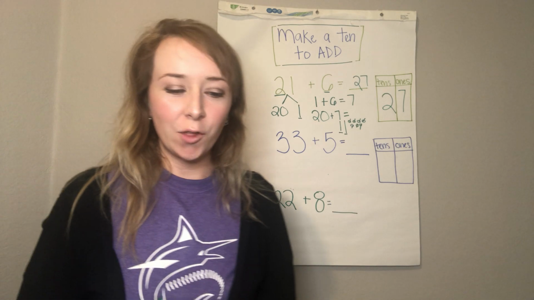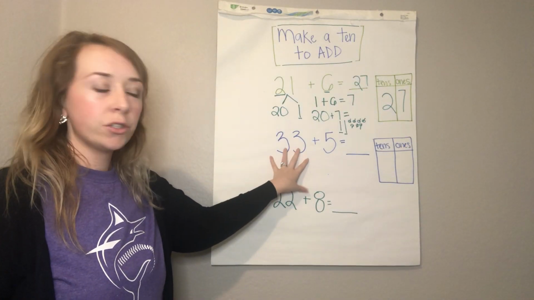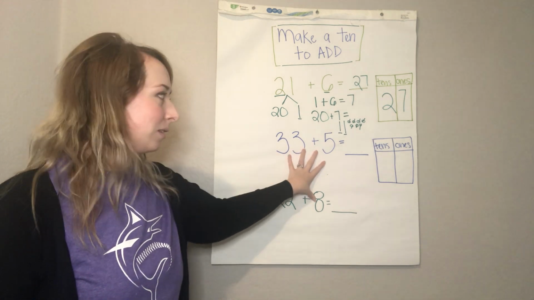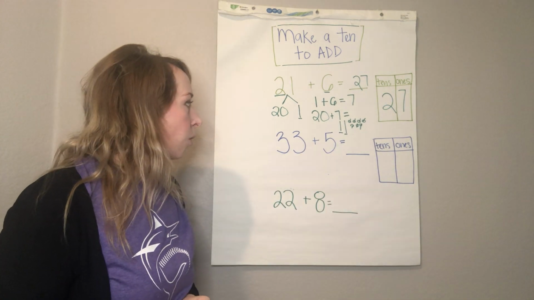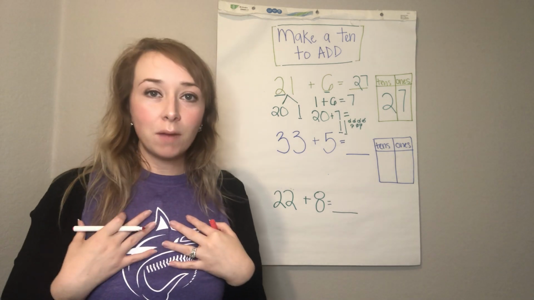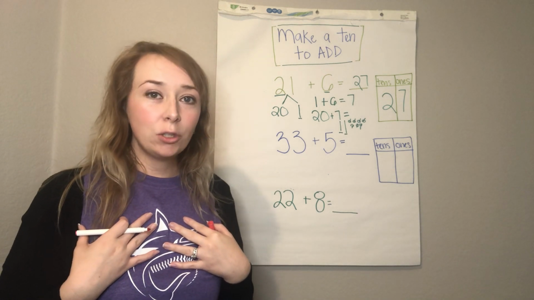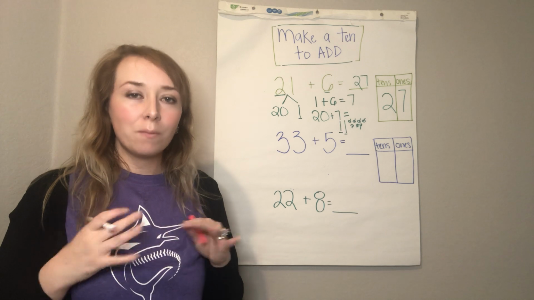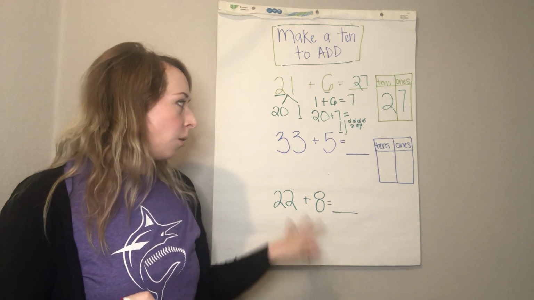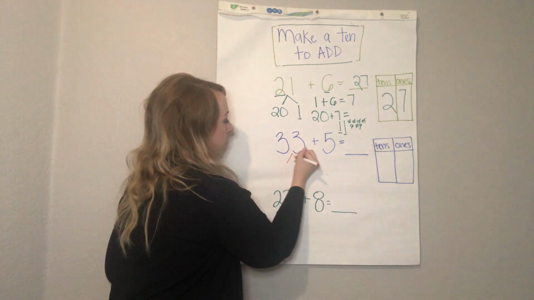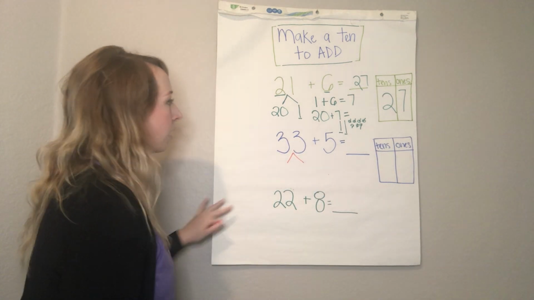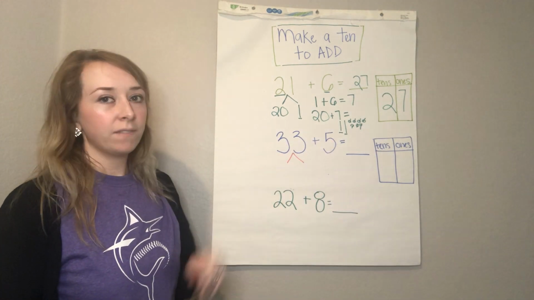We're going to do another problem together, friends. Now we're moving on to 33 plus 5. So what I'm going to do, since I modeled the first one, I'm going to let you do this one mainly on your own. So go ahead and add 33 plus 5. You first need to break it into a number bond, then draw a picture and fill out your table.